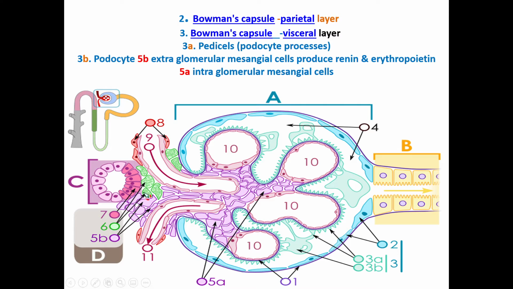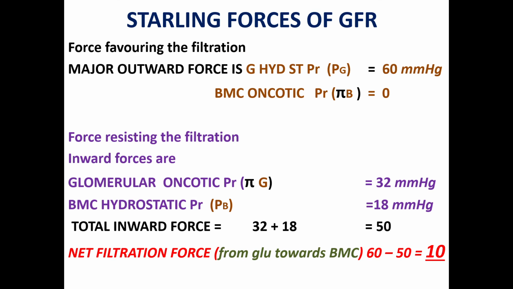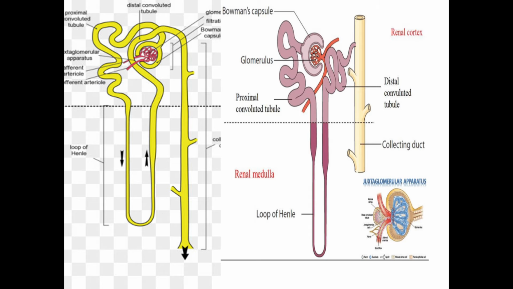Now the function of these mesangial cells, although it is not proved, is supposed to be that they produce renin and erythropoietin. These are extraglomerular mesangial cells. Let's see some other diagram through which you can get a good idea regarding this anatomical position. Look at this diagram.